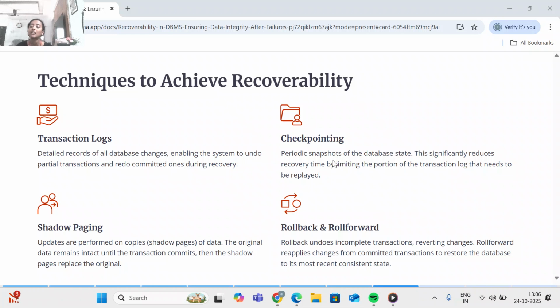Shadow paging: updates are performed on copies of data. The original data remains intact until the transaction commits. Then the shadow pages replace the original. Rollback and roll forward: rollback undoes the incomplete transaction, reverting changes. Roll forward reapplies the changes from committed transactions to restore the database to its most recent consistent state.